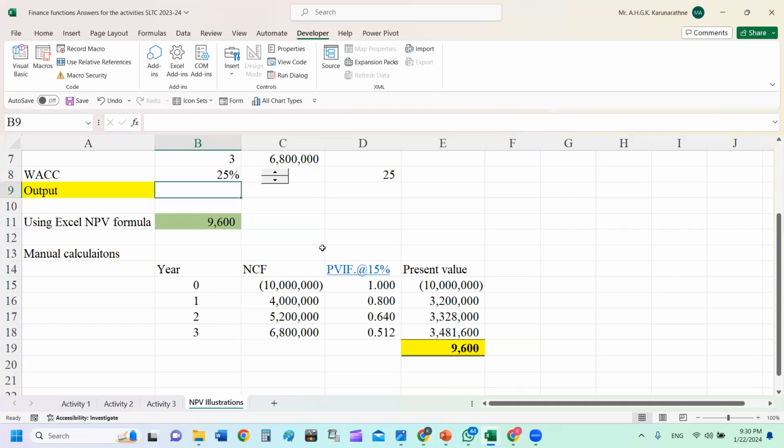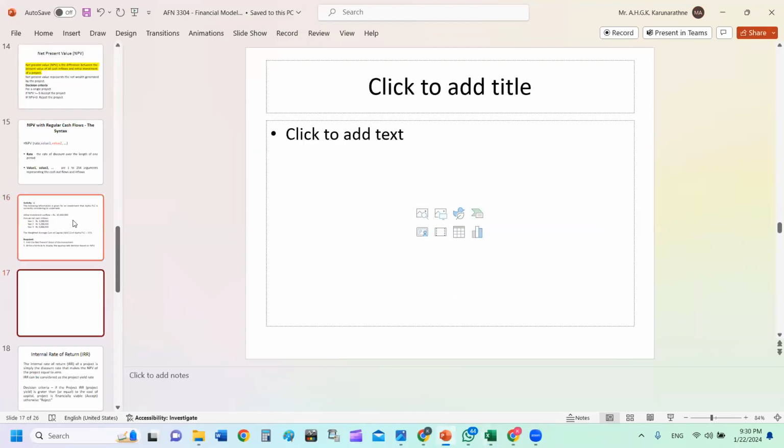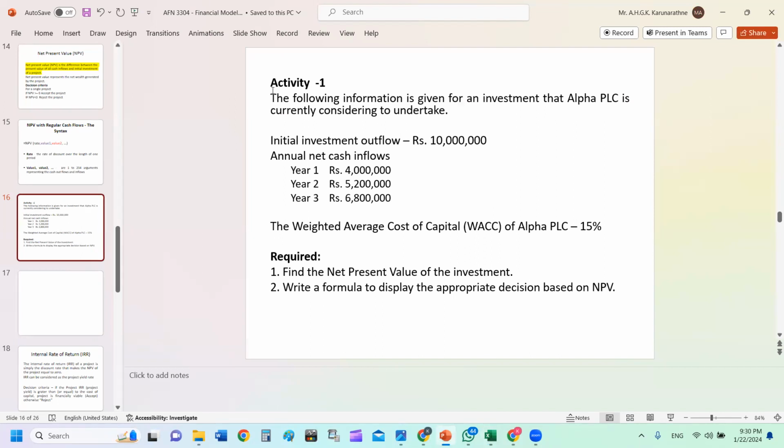Right, this is the kind of modification we can make to the model. Then look, we'll consider another scenario here. The same copy.